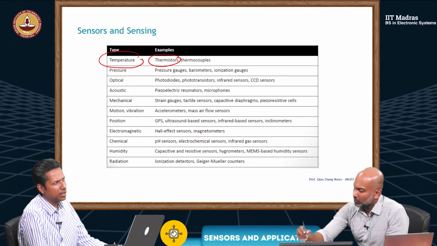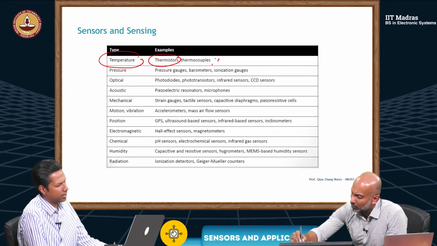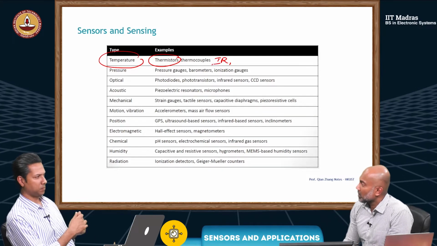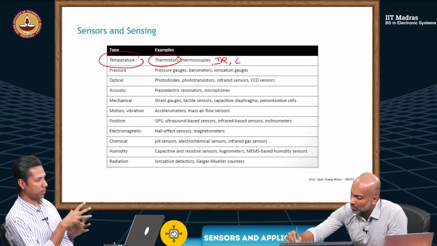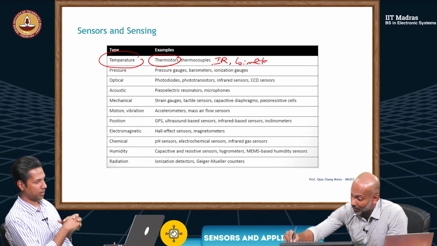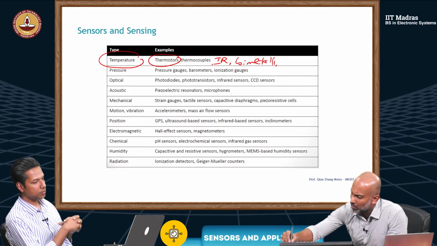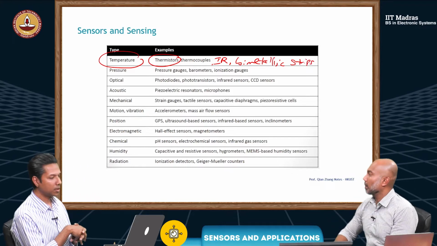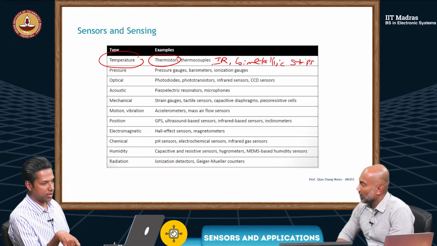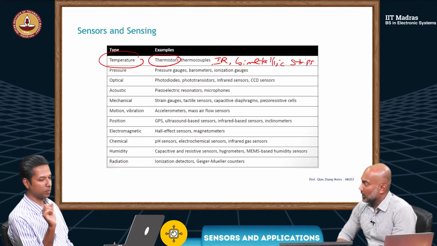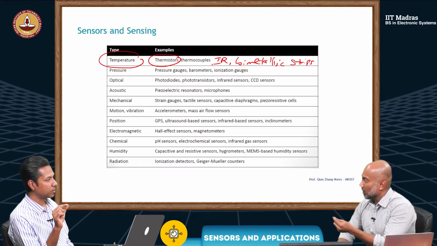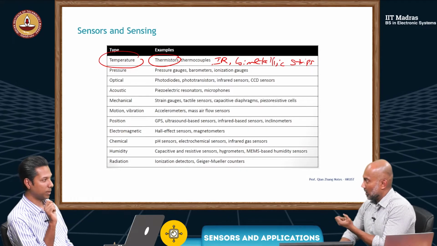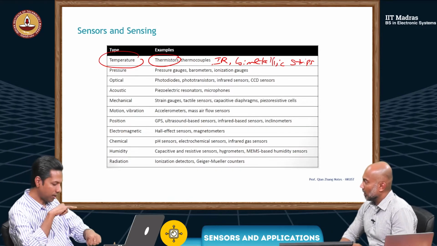There is something called a bimetallic strip. What about infrared? Yes, that will be a non-contact way of measuring. What about these two, the thermistor and thermocouple? I think they have to touch. With a thermocouple, the junction has to be exposed to the point at which you are measuring. If it's my body temperature, I will have to touch.